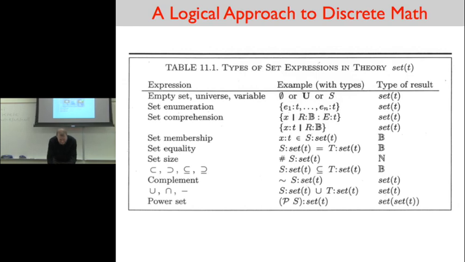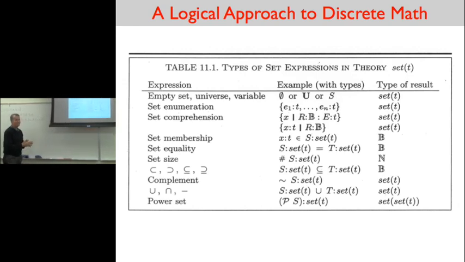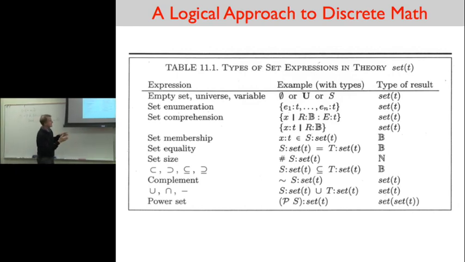Does everybody get this? Now look, here's table 11.1. What it does is it's an example of all of these binary infix operators: union, intersection, set difference. We have this prefix operator, complement, and it gives examples and it gives the type of the result, okay? So let's take a look.